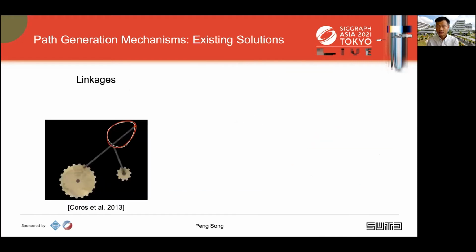Currently, there are two kinds of mechanisms for path generation. The first kind of mechanisms are based on linkages. Linkages are lightweight and easy to fabricate, making them widely used for path generation. However, linkages can only approximate a given path instead of exactly realizing the path, since they only have a limited number of design parameters.